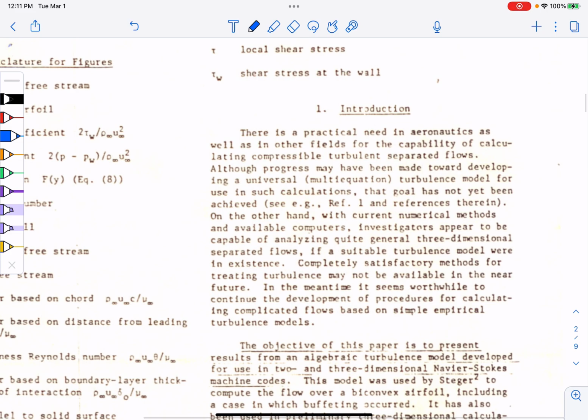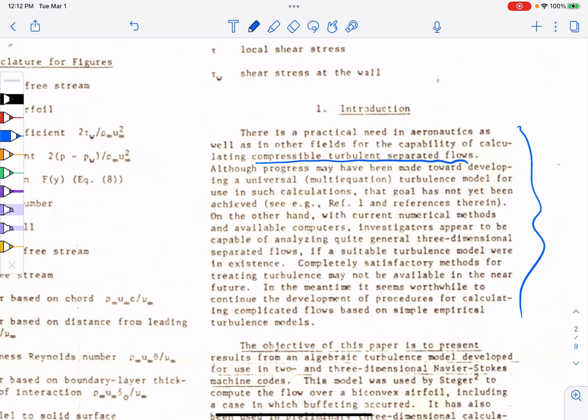And this is where they really lay out the problem. And I think this paragraph is great. They do it like a problem, solution, benefit. They say this is the problem in the field, this is our solution, and there's a small benefit statement in there. So it's a great way to open a paper. And they say there's a practical need in aeronautics and other fields for calculating compressible turbulent separated flows, which Cebeci-Smith also has a lot of problems with, and this paper will also. And that's part of what Johnson and King did in their paper that overcame it.